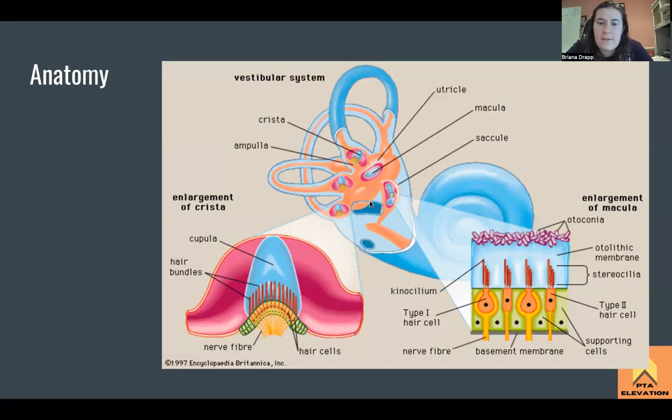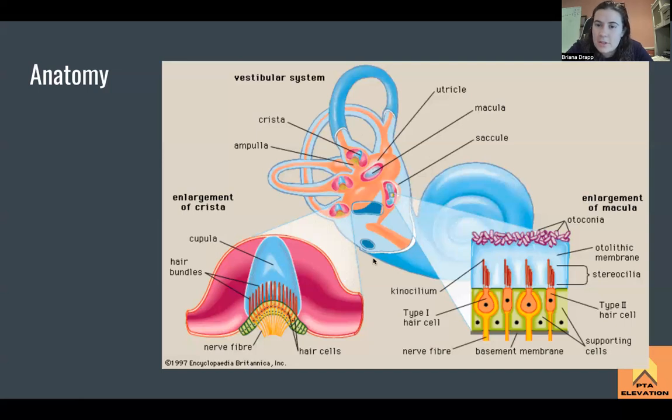Essentially what's happening is if the crystals are not in the right spot, they will float around aimlessly inside of the canal. If they're in the right spot, they will fall to the right area of the canal and they will stay there and then calmly tell the brain, hey, we're doing this. We're here. We're going to be in this spot. This is how we're moving.